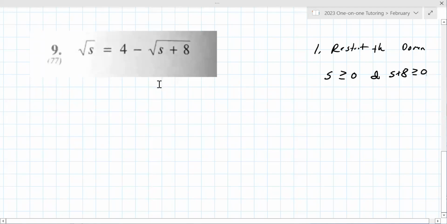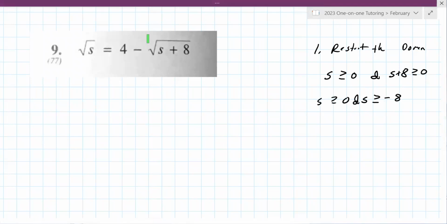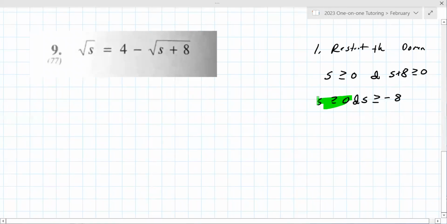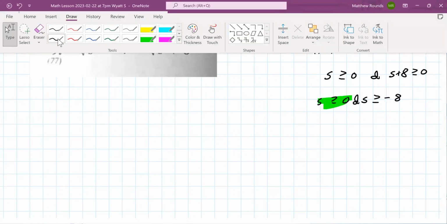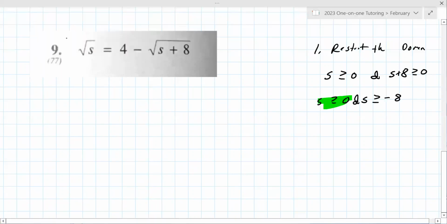Because it could be a negative number. You cannot take the square root of a negative number, so your s has to be greater than or equal to -8, and it has to be greater than or equal to 0. So basically, these both have to be true. So your answer needs to be greater than or equal to 0. If you get a negative number, that's not good. All right.